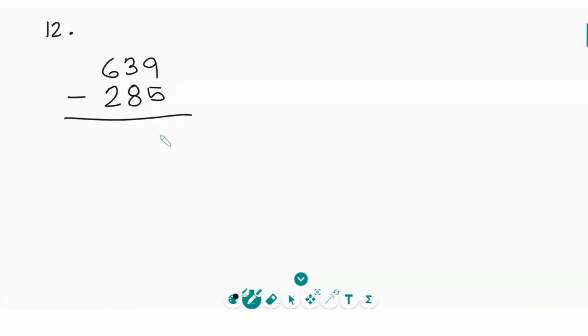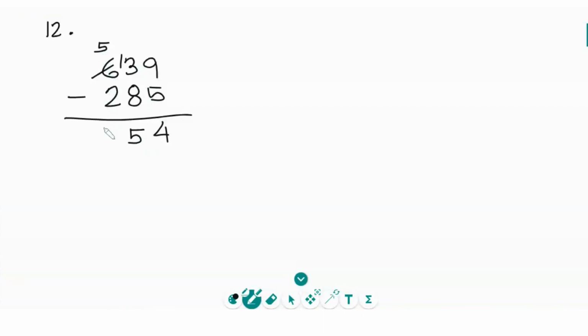Moving on to number 12. So we have here 639 minus 285. Okay, so 9 minus 5 is 4. So 3 again is smaller as compared to 8. So 3 will become 13 and 6 will become 5. So 13 minus 8, that will give us 5. Well, 5 plus 8 is 13, so it's correct.